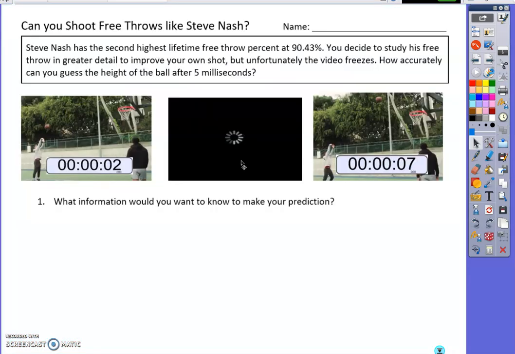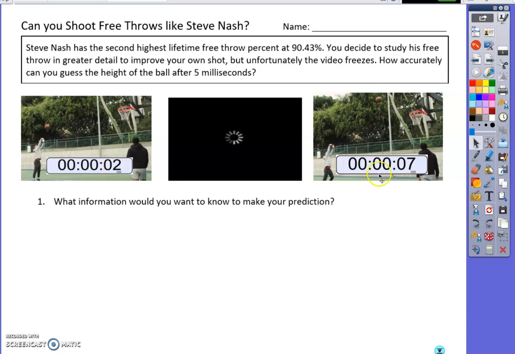You should have already downloaded the handout, "Can You Shoot Free Throws Like Steve Nash?" If you've printed it out, awesome. If not, make sure that as you're taking notes, you mark this as problem number 1 and maybe say "information to make prediction." So what do you need? Steve Nash has the second highest lifetime free throw percent at 90.43. You decide to study his free throw in greater detail to improve your own shot, and unfortunately the video freezes. How accurately can you guess the height of the ball after 5 milliseconds?